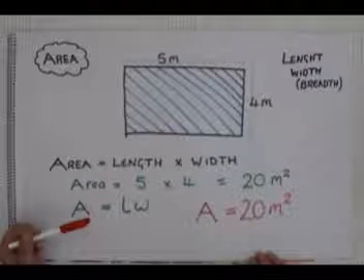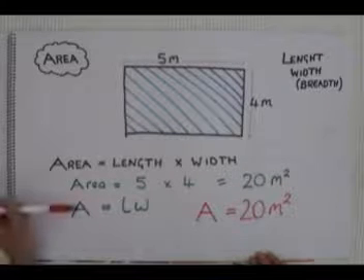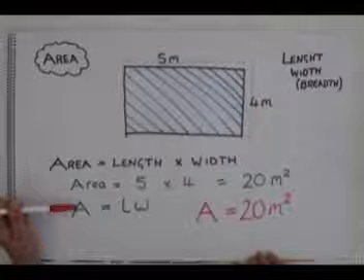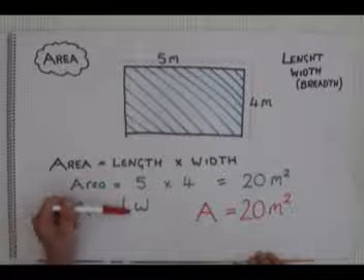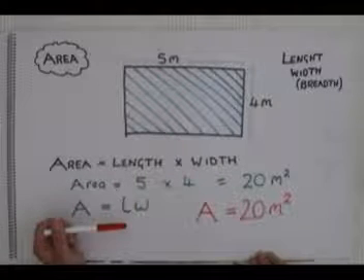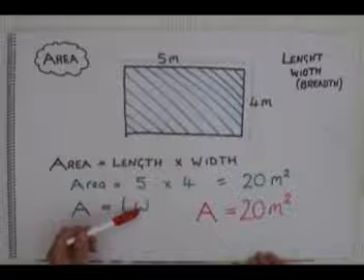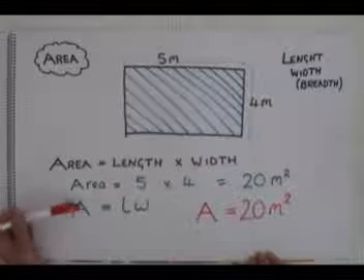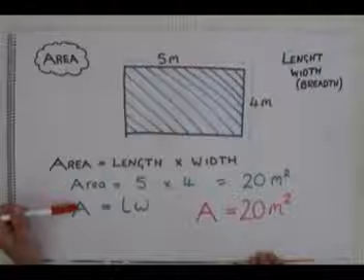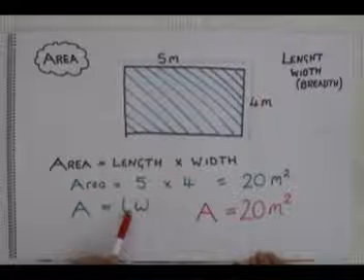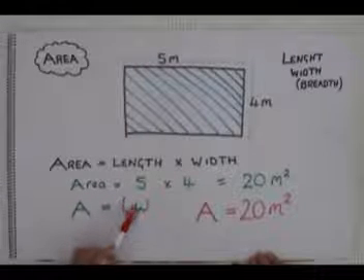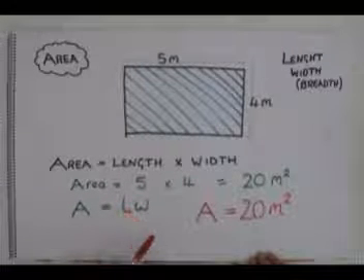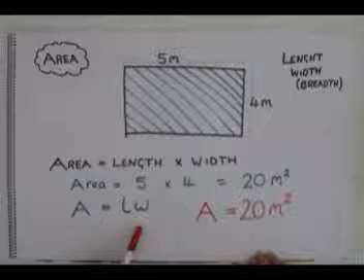As a formula, this calculation would be written as A for area equals L for length and W for width, or B for breadth, if that is how your wording is. This simply means A for area equals length times width. You don't have to show the multiplication sign between the two letters.